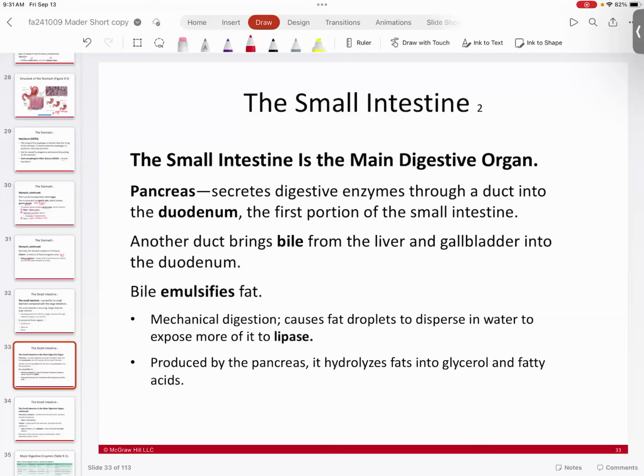The duodenum is the first portion of the small intestines, and it's the one that receives the chyme first. Remember, a couple of things have to happen in the duodenum. Chyme is acidic. Why? Because it's been mixed with those gastric juices. So it needs to be neutralized.